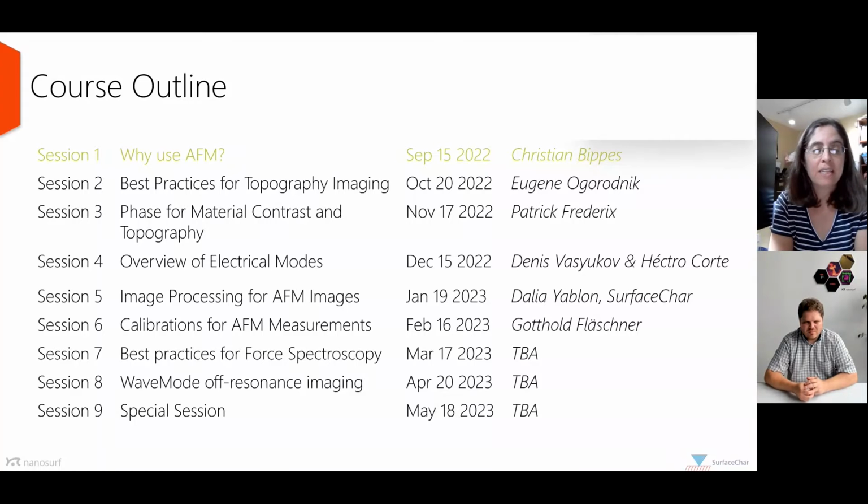And we have highlighted the most common AFM modes that people use. You'll see we have here sessions on topography, on phase imaging, on electrical modes, force spectroscopy and associated calibrations. We'll also have a session on image processing. And so we really encourage you to tune in to the sessions that you need help on topics that you need help on, and ask questions.